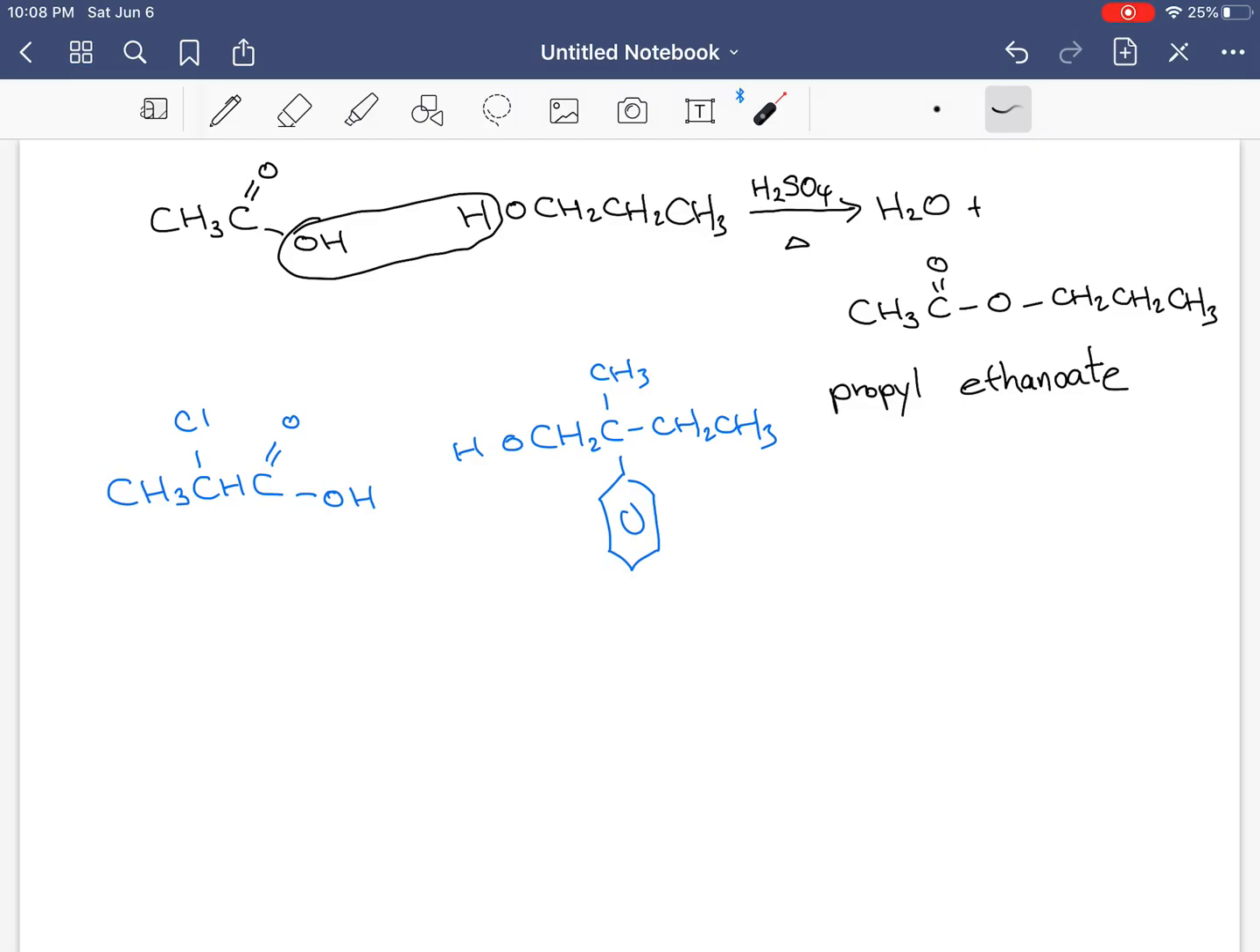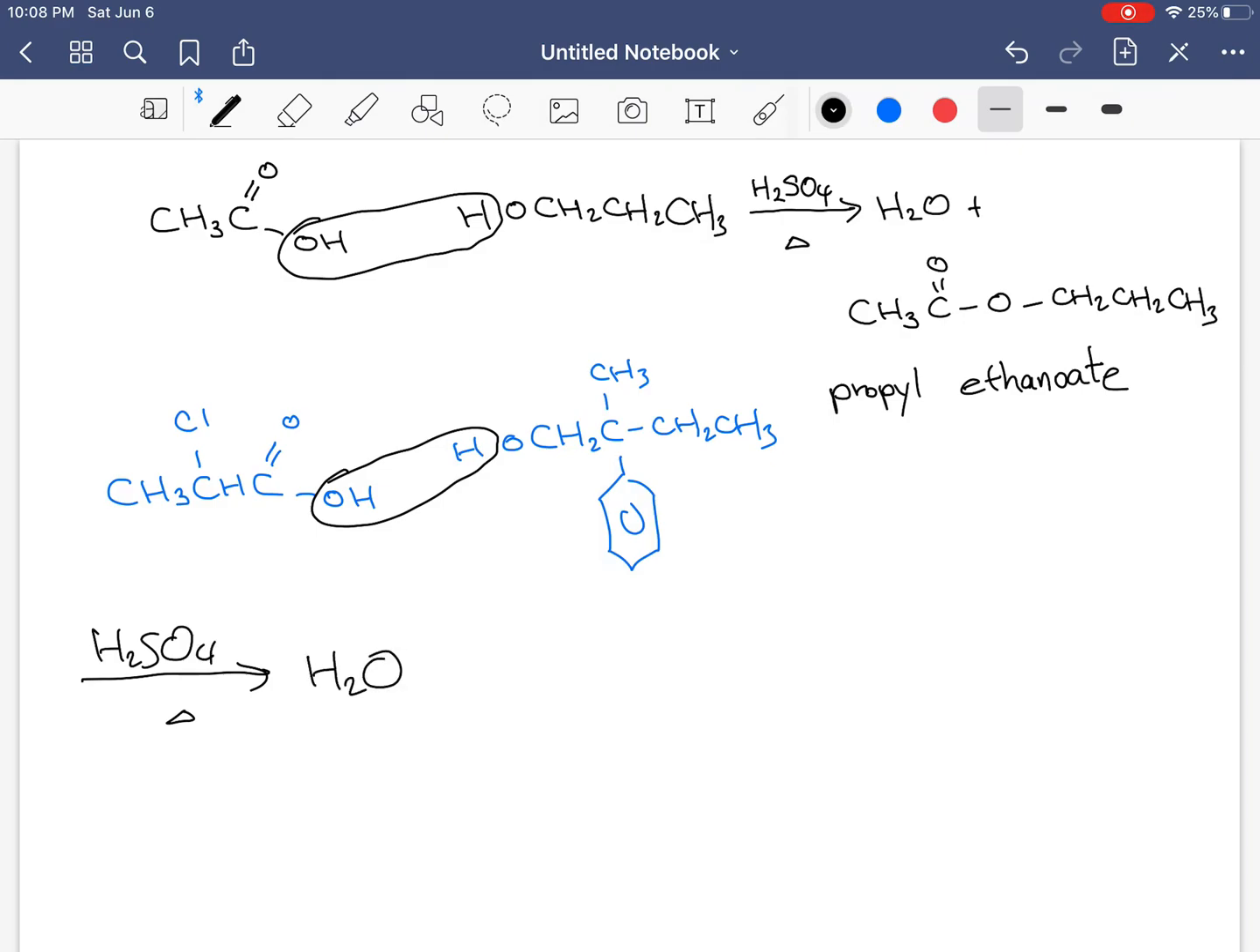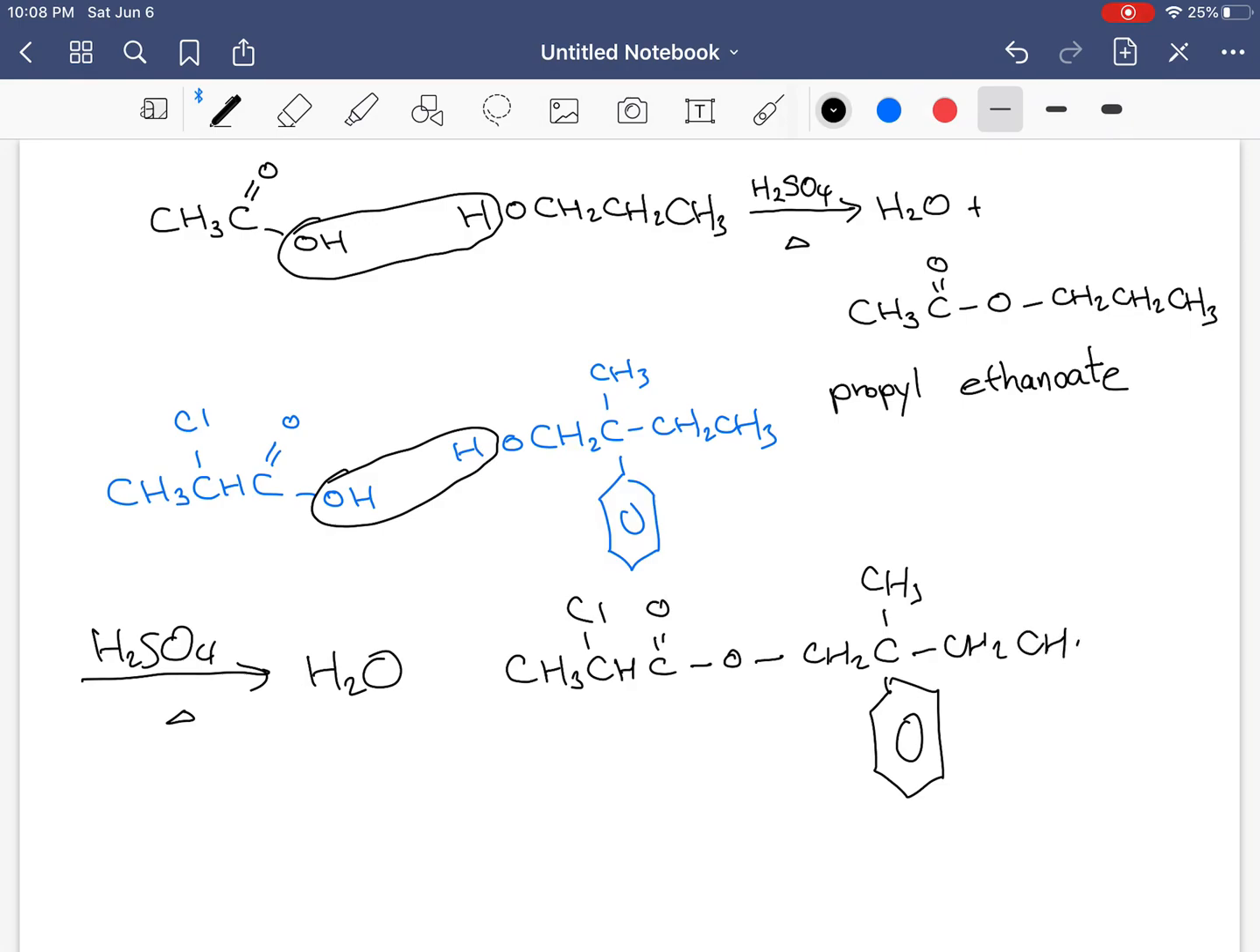Good. After you finish pausing, let's take it up. Okay, here's water being made, and under the presence of heat and sulfuric acid, you're going to get CH3, CH with a Cl on top, C double bond O, O, CH2, C, the benzene, CH2, CH3. There you go, that's what I got. Hopefully you got the same thing.